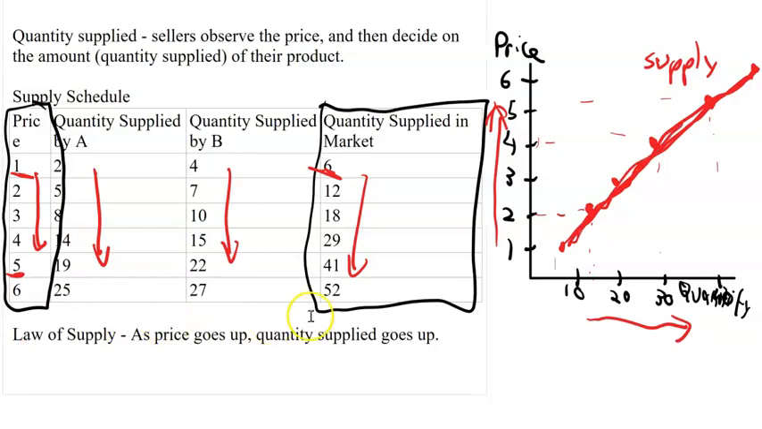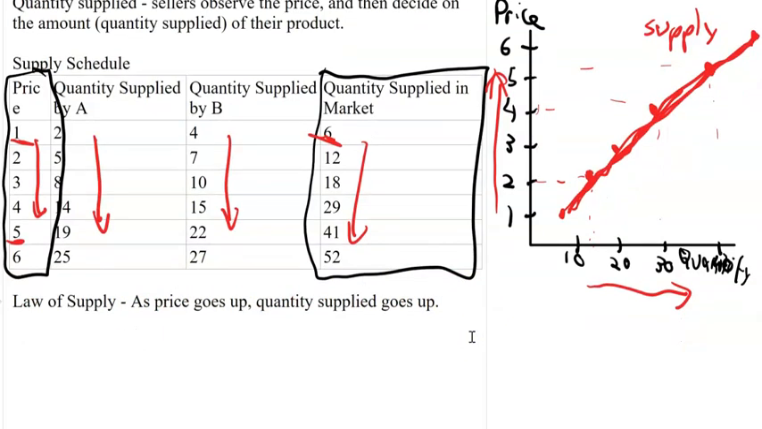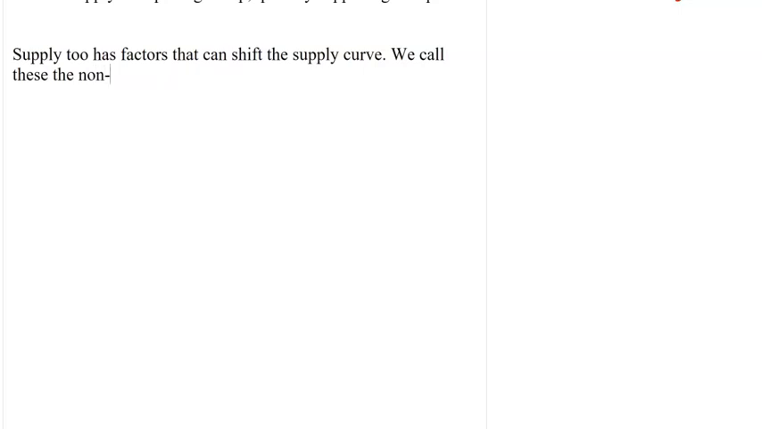Now, just like in the demand slide that we saw, that there are many non-price determinants that can shift the demand, the supply curve too has factors that can shift the supply curve. And we call these the non-price determinants. So these are not price, but there are other factors that could increase or decrease supply. So the first one is definitely just like we saw, that as we added more sellers, quantity supplied at a given price will go up.